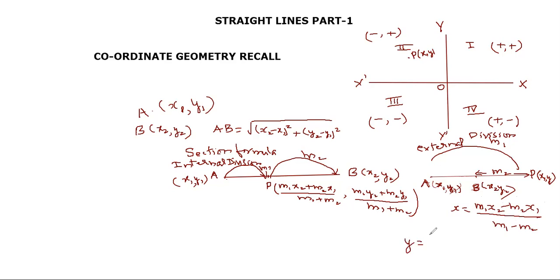Similarly, the y coordinate of this point will be m1 y2 minus m2 y1 over m1 minus m2. So this is the actual formula. We don't have much time, otherwise we could do questions on each formula. We have done trisection, points of trisection, and the centroid of a triangle.